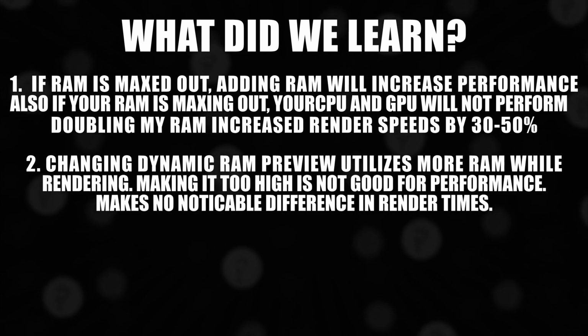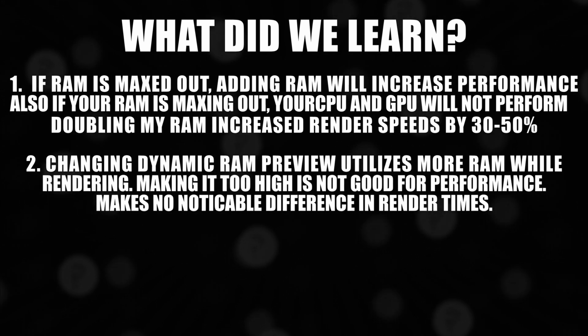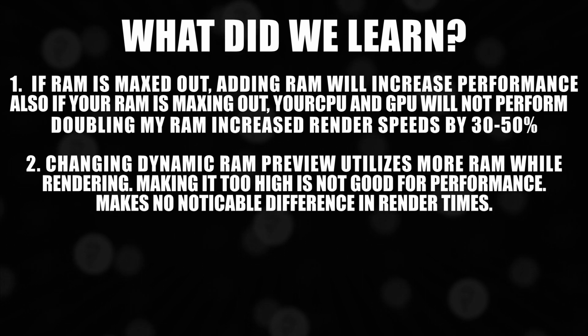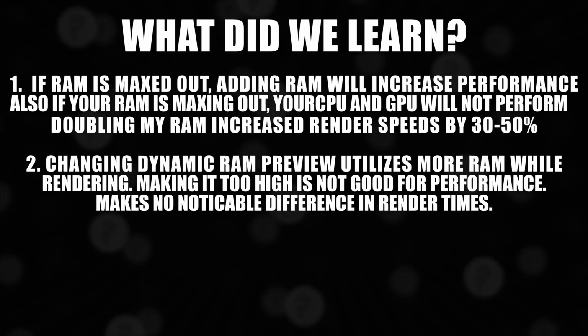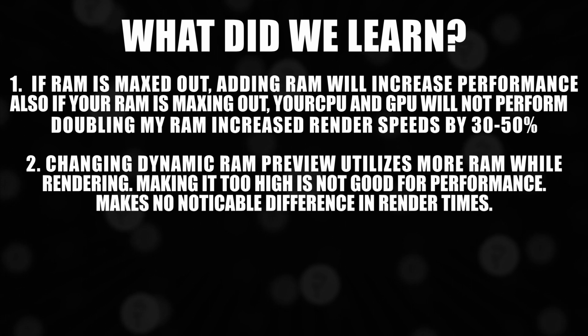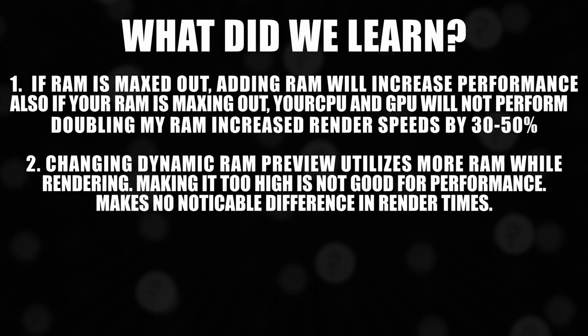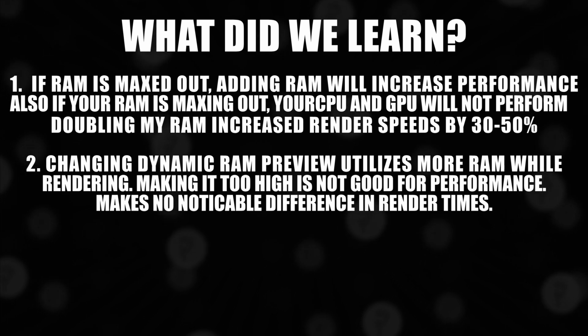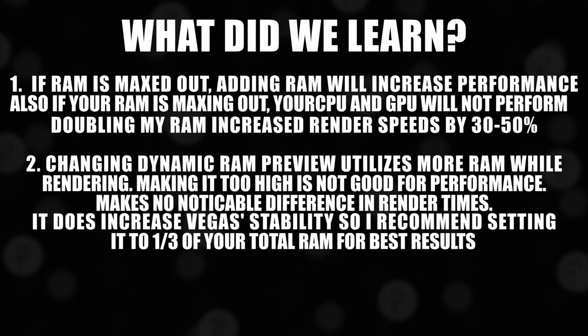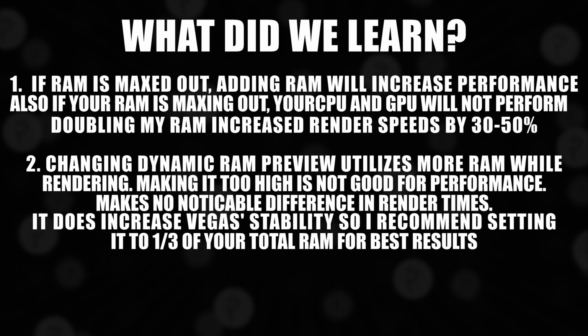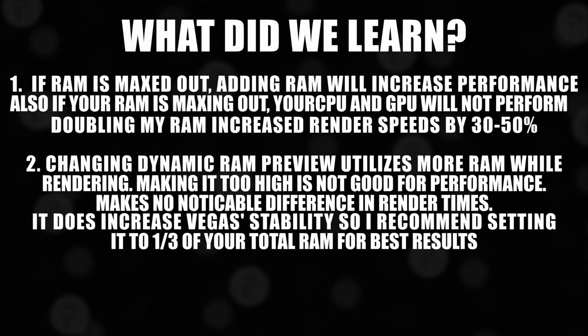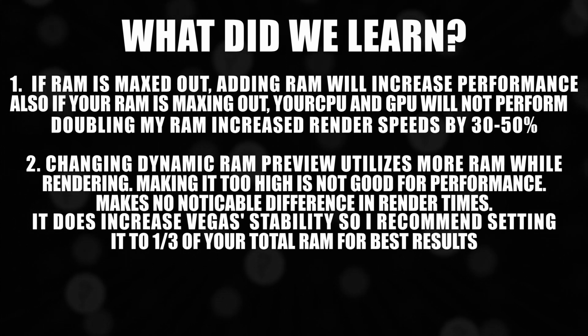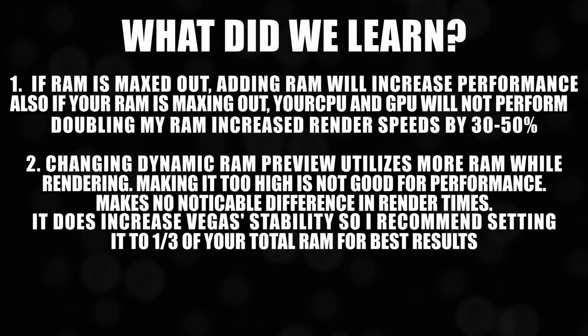Second thing is, changing your dynamic RAM preview utilizes more RAM while rendering. Making it too high can max out your RAM and choke out your system and slow your render down. But it also seems to reduce the CPU usage a little bit as well. But ultimately, it doesn't seem to reliably increase render times. It does, however, increase Vegas's stability and reduces the amount of crashes Vegas has. So I always recommend setting the dynamic RAM preview to 1/3 of your total RAM.